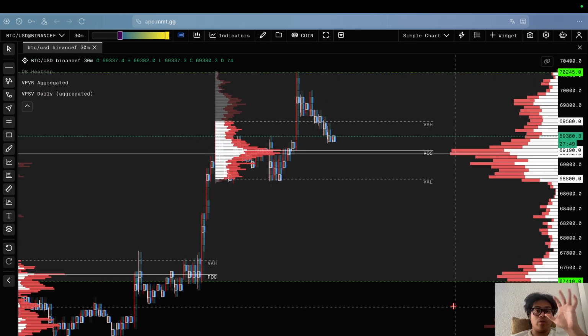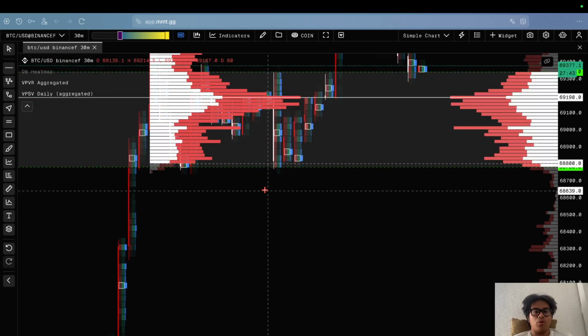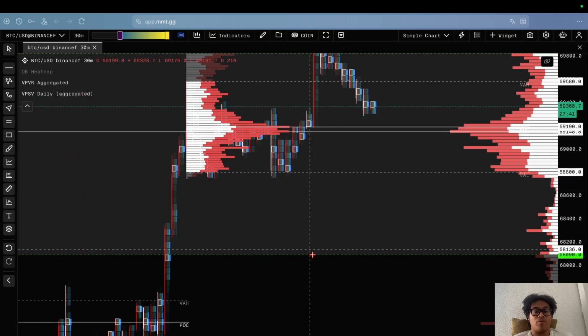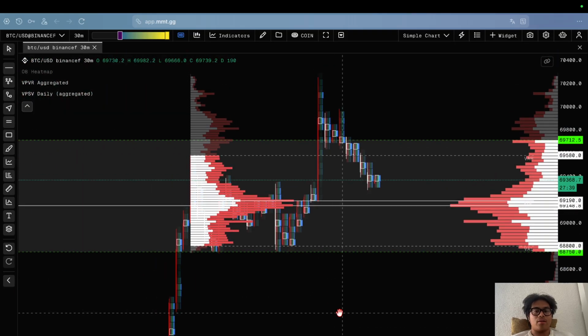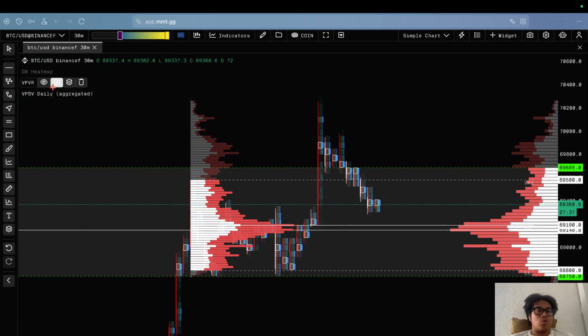Now we're going to see a really good tool, which is volume profile, which is telling you how much volume is trading in that moment. This one is for the daily time frame. Okay, so it's marking the daily time frame. And this one is in general all time.